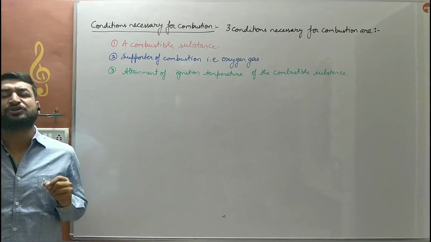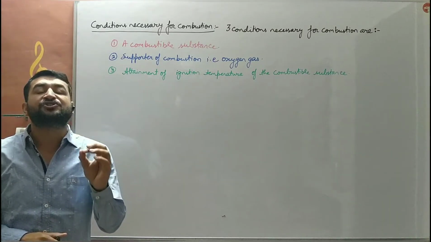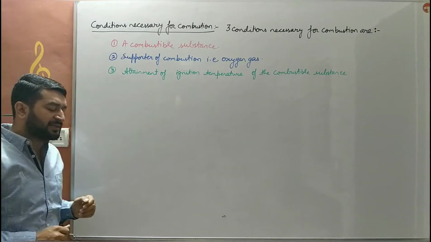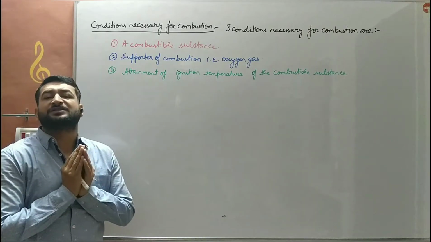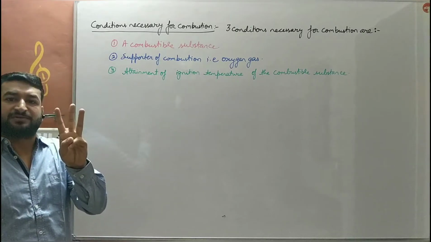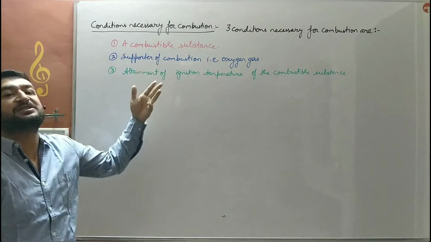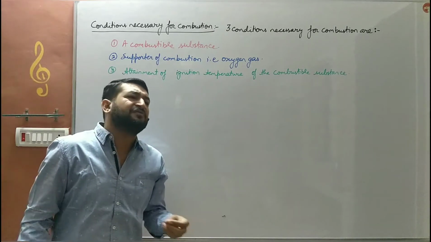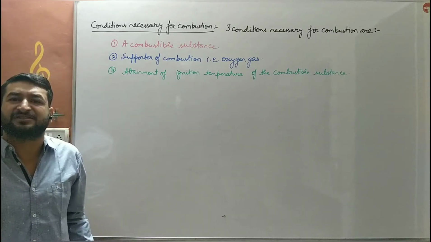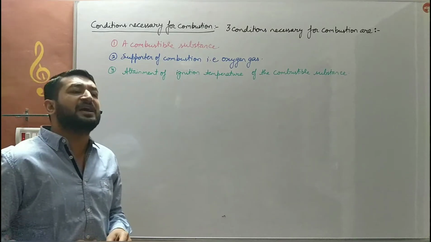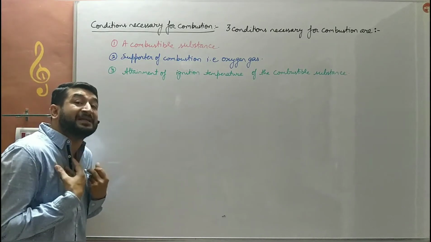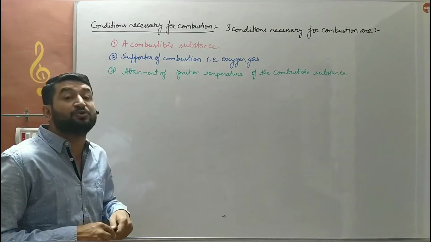Next, a very important topic to be discussed is conditions necessary for combustion. We will study, bache, that for combustion of any combustible substance, obviously, we require three conditions. The first is the presence of a combustible substance itself. Obviously, bache, if the substance is non-combustible, whatsoever you do, it does not catch fire. So the first thing required for combustion is a combustible substance, beta, which has the capacity to catch fire, which can burn and produce heat and light energy.